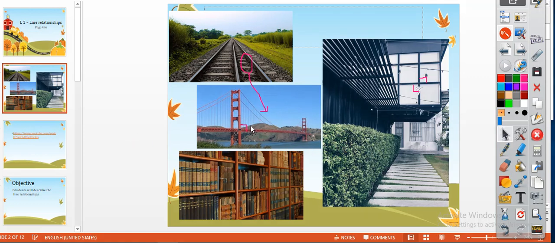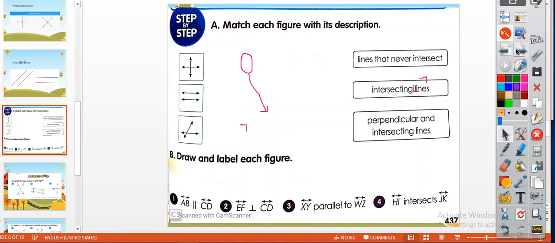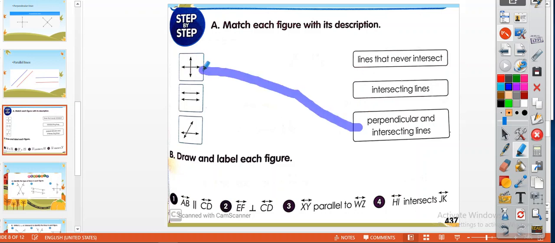So did you understand the concept of the lines? All we're going to learn today is to name and describe the relationships. Let's go to the first question. How do you describe those lines? They are intersecting, it's okay, but they are forming perpendicular lines. What about this? Like two L's, they are lines that never intersect. And finally, those lines are called intersecting lines.